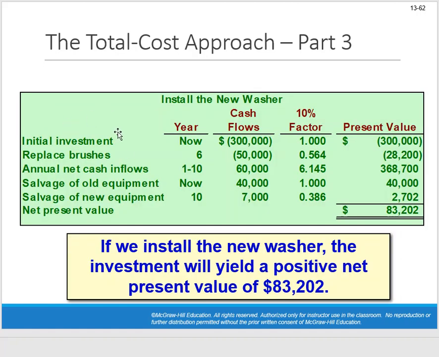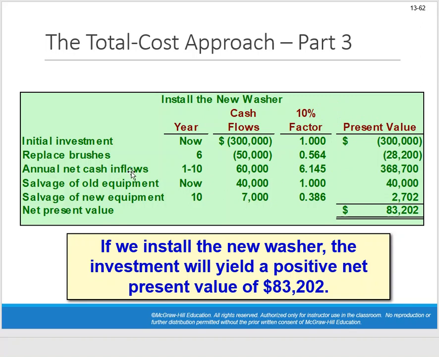So laying this all out in NPV manner, we list each item, we list the year, the cash flow, the factor, and our NPV. So the initial investment happens now, so that's minus $300,000. 6 years from now, we have to replace the brushes, so $50,000 outflow, but we go to our PV table, so just PV of 1, it happens only one time. So we go to row 6, 10% column, we get 0.564, so that's $28,200.